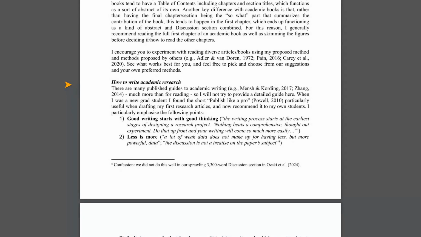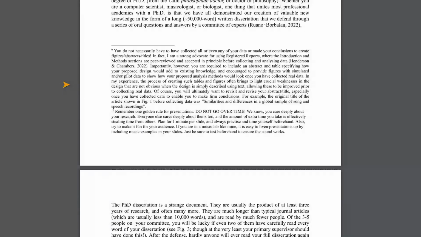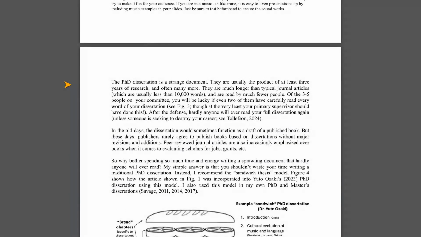The paper also talks about the PhD dissertation, that massive requirement for many academic careers. It argues that instead of writing one huge, rarely read document, it is better to structure your dissertation around published-style articles. Think of it like a sandwich. The core chapters are your published papers, and the introduction and conclusion chapters tie everything together. This makes your research more accessible and impactful, because these core chapters are meant to be read by a wider audience, not just your committee.